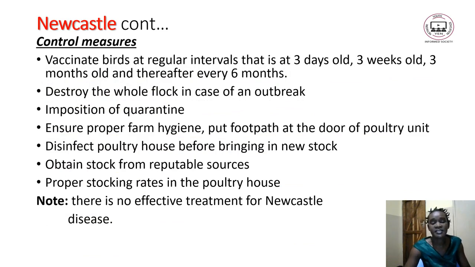Even though it is very, very difficult to control the diseases which are caused by virus, we can somehow control, more especially prevent, the disease just by vaccinating the birds at regular intervals. That is when they are 3 days old, 3 weeks old, then 3 months old, thereafter every 6 months. In that case, we can prevent the birds from being attacked by Newcastle.